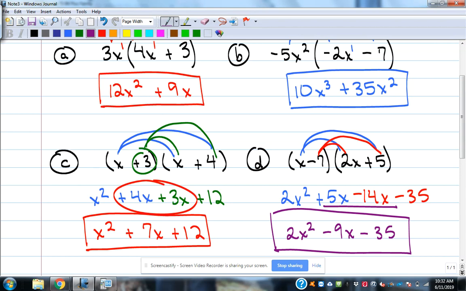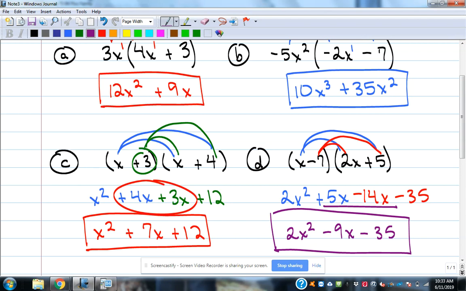If you learned it with the FOIL method doing this, absolutely keep doing it. It's the same thing. I did the first, outer, inner, last exactly the same way. The difference is when I have something slightly bigger, I'm not doing anything different. I'm just doing distributive property over and over.